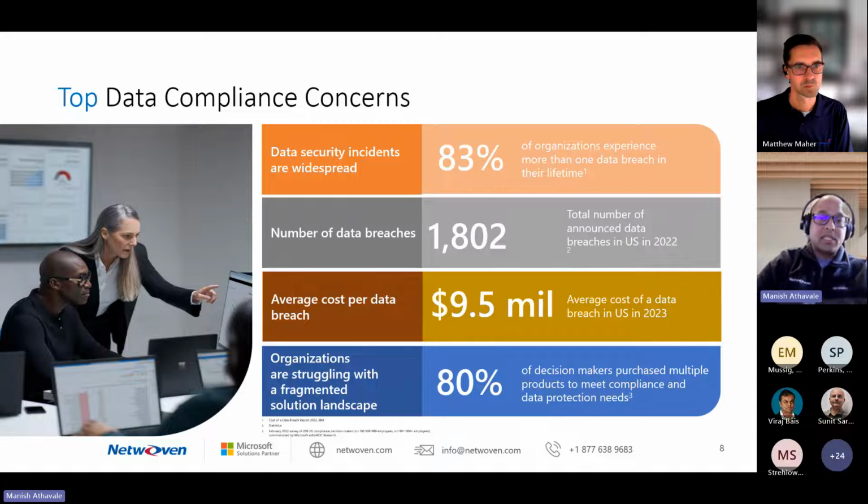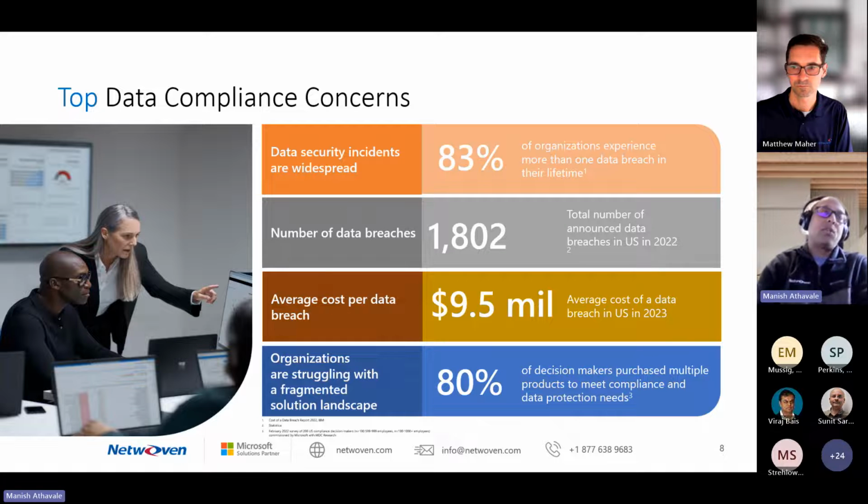So recent Microsoft research also shows that 80% of the decision makers have implemented multiple products. So they could be using, for example, CrowdStrike, they could be using Zscaler, they could be using Microsoft to clamp down on the data security. They want to ensure that data is highly secured in their environment.